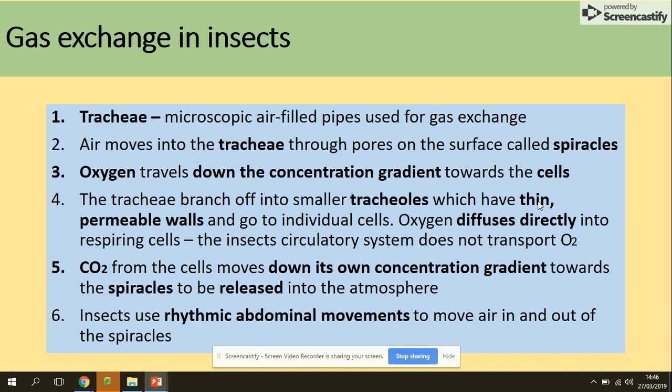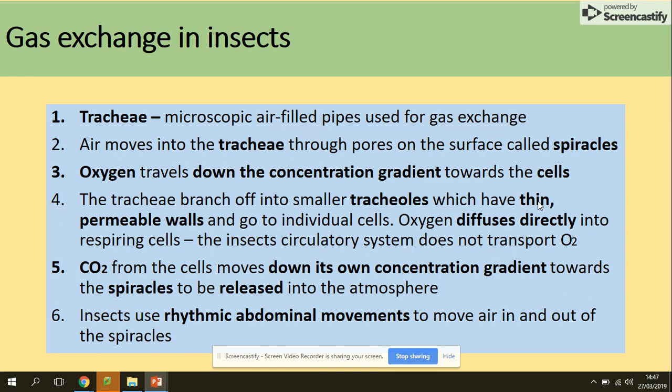So how does the gas exchange then take place? Well, all those parts that we just described will be involved in the gas exchange. The air will move into the trachea through spiracles. Oxygen then will travel down the concentration gradient towards the cells. Trachea will branch off into smaller tracheoles, so the oxygen can diffuse directly into the respiring cells.